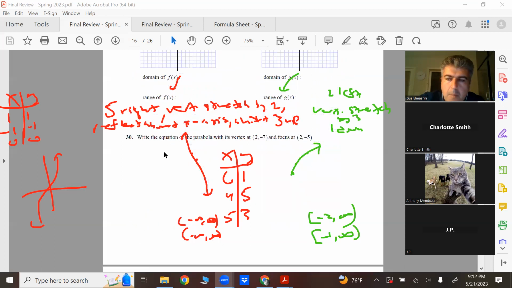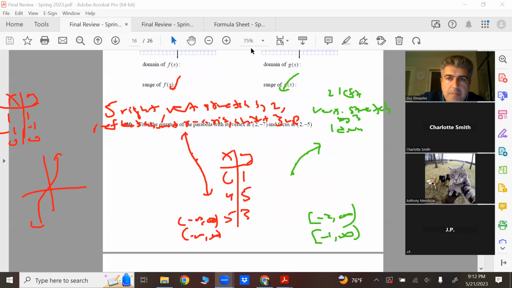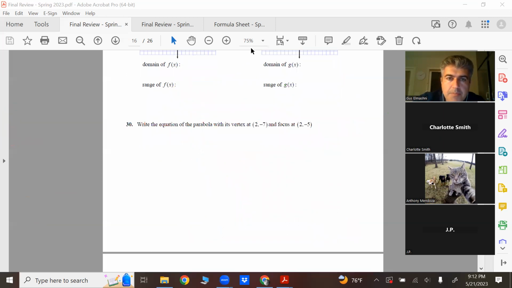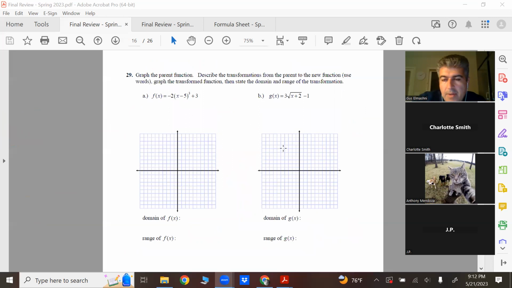And if it's cubed, it's negative infinity to positive infinity for both. Right. And if it's squared, what is it? Well, if it's squared, the domain will be all real, but the range will depend on the vertex. You want to find the y-coordinate of the vertex. The graph is going to tell you, right?